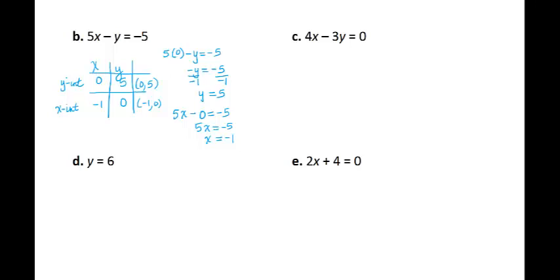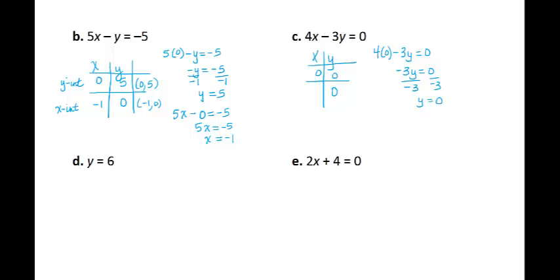In the equation 4x minus 3y equals 0, again, let x be 0, solve for y, let y be 0, solve for x. When x is 0, our equation becomes 4 times 0 minus 3y equals 0. But 4 times 0 is 0. We're just left with negative 3y equals 0. Then we divide by that coefficient of negative 3. But 0 divided by negative 3 is 0.